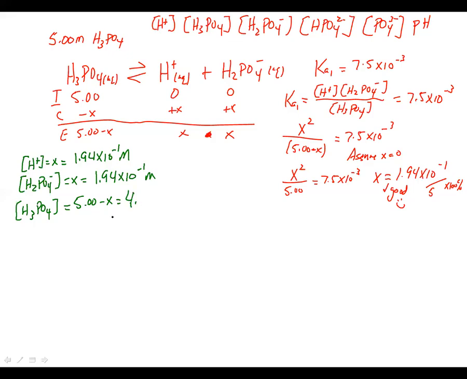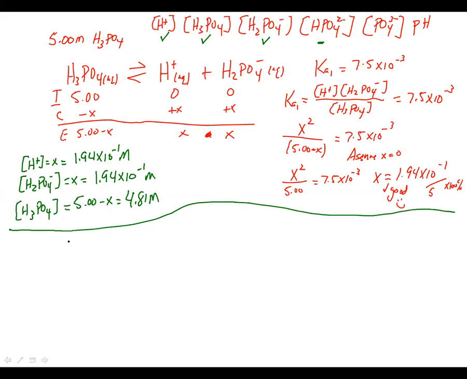4.81 molar. So from our very first table, we were able to get this concentration at equilibrium. We were able to get that concentration at equilibrium. And we were able to get this concentration at equilibrium. So that's not too bad. But we do need to continue on because in this case, there's still more stuff that we need to find here.